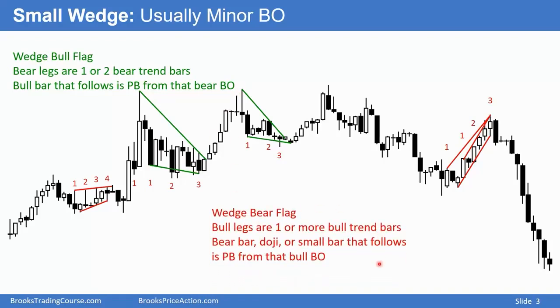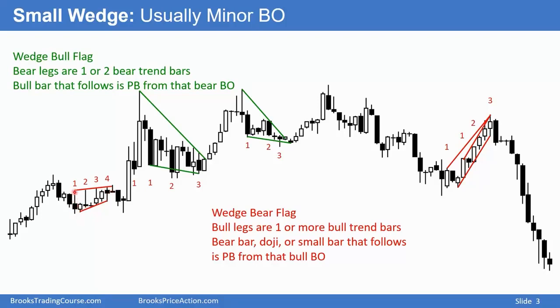Wedge bear flag. The bull legs are sometimes small, 1, 2, 3 bull bars, and they're attempts to reverse the bear trend. Here, we tried to reverse up, failed. Tried to reverse up, failed. Tried to reverse up, and failed.